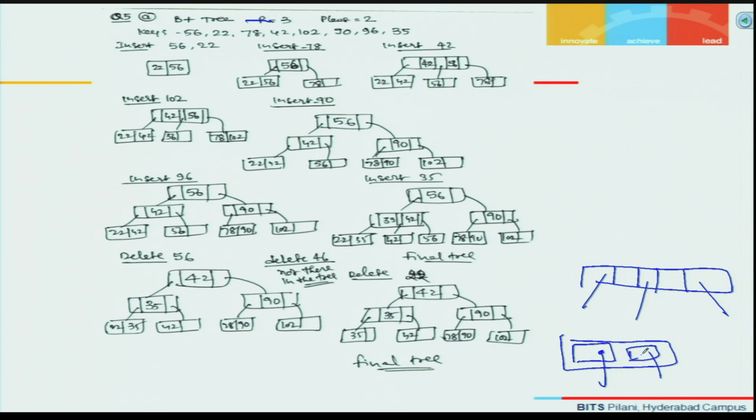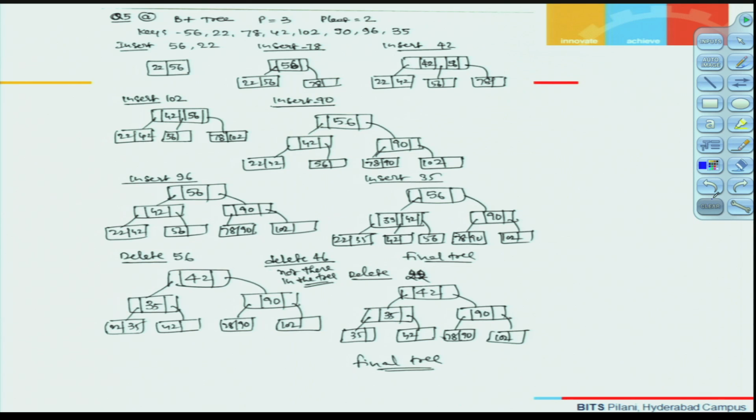Similarly, what is the minimum number of pointers possible in a B plus tree with order 3? It is the ceiling value of 3 by 2. Hence the minimum number of pointers in any internal node is 2. If the minimum is 2 pointers, what is the minimum number of keys? It is exactly 1 less than the number of pointers. Hence the minimum is 1. So that is the specification for the given B plus tree.